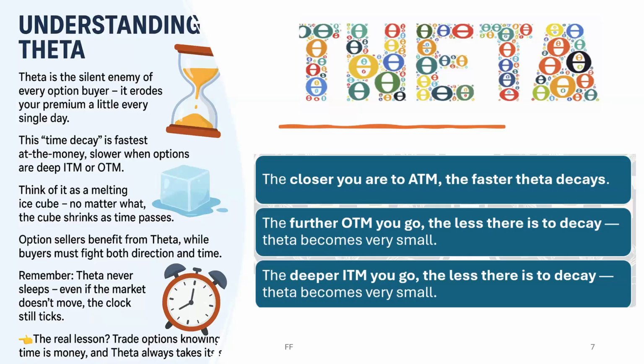Why this point is because as time passes by, the premium is going to come down, the theta aspect of the premium is going to come down. And next is, assume that you are in the money and the market is going to move outwards. Then we will have to fight that also, because when it is in the money, at least we are able to get some premium out of it. So that is the struggle that an option buyer will have. Remember, theta never sleeps. Even if the market doesn't move, the clock still ticks. The real lesson is that trading options, we automatically know time is money, and theta will always take its share.